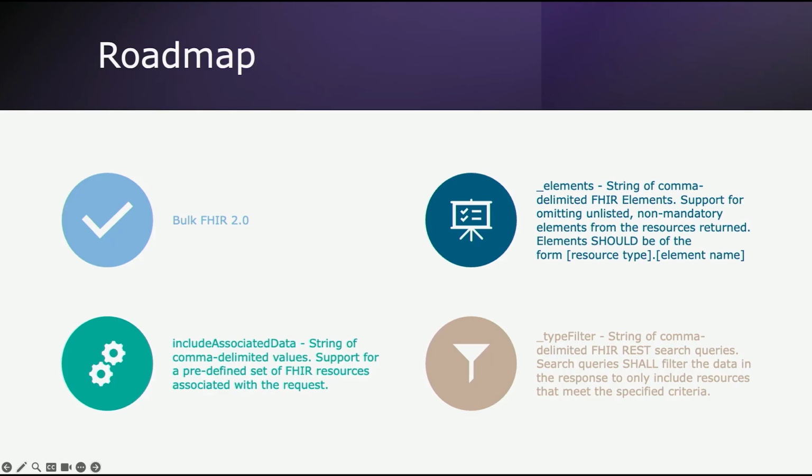Just have a couple last things to talk about. So a little bit on the roadmap. We are working on a Bulk FHIR phase 2. What will be included in that is not totally nailed down, but here are some of the things that we are looking at: including associated data, so comma-delimited values that are associated with the export resources that you're requesting, and the _elements parameter, which would let you be even more fine-grained than just the type and the type filter I mentioned.